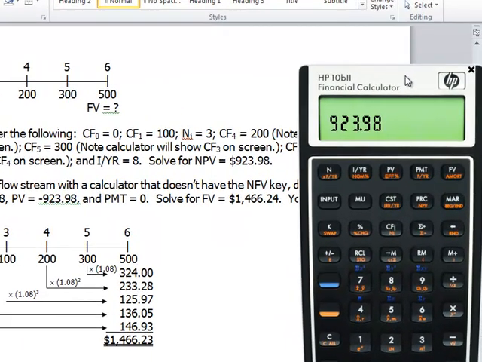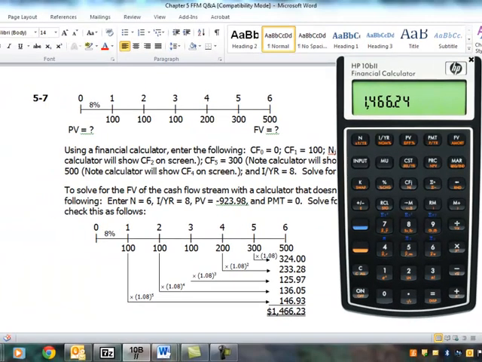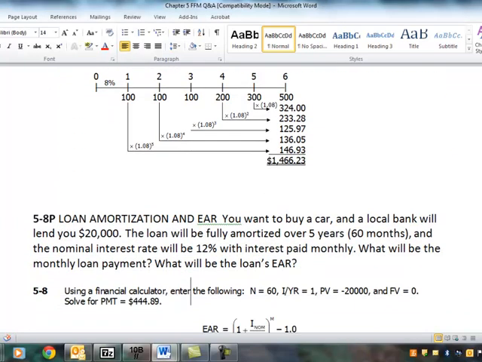And that is $1,466.24. So again, that's 6N, 8 interest, 923.98 negative present value, 0 payment, future value. Okay, and you'll notice there's a slight rounding error, and that's okay. In Excel, you can generate a very exact decimal answer.